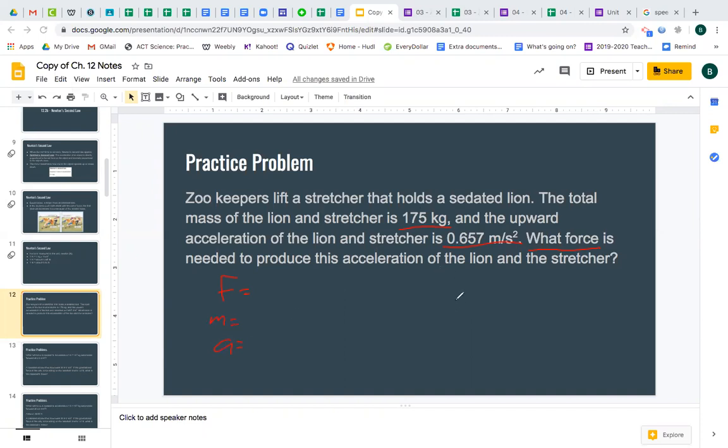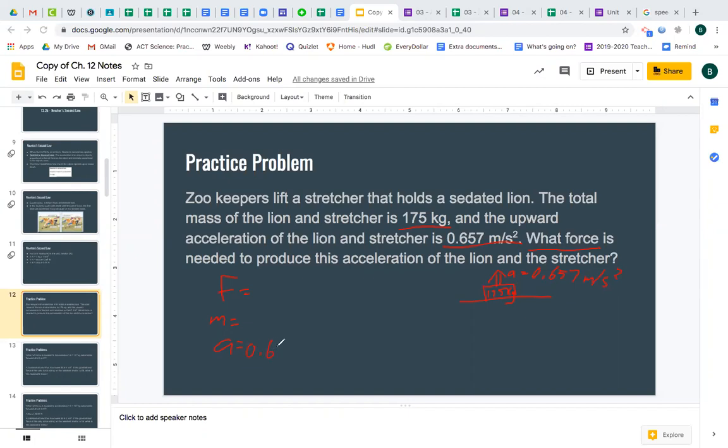And we should have a picture. In this case, I'm just going to draw a stretcher with a box on it, and I'm going to label this as 175 kilograms. And I lift it up with an acceleration of 0.657 meters per second squared. So I'm going to fill in my blanks over here.